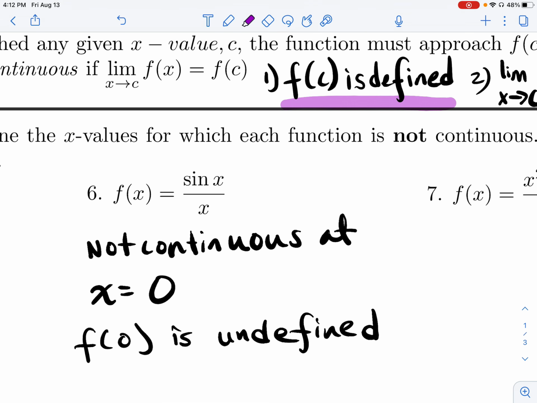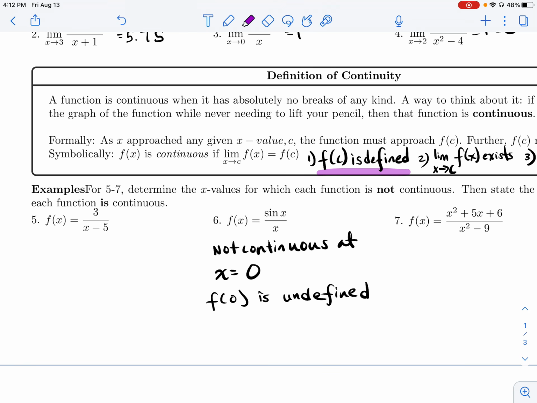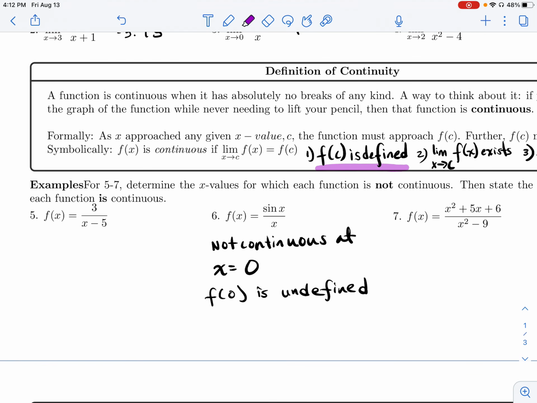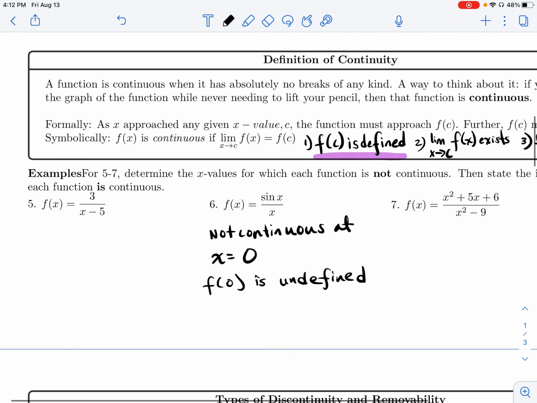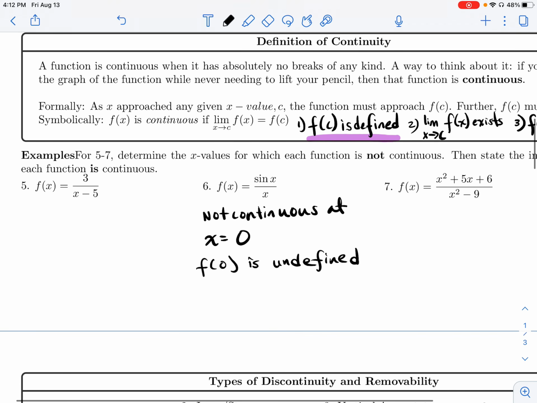So I'm going to let you pause the video and think about these three here and see whether or not they are continuous. Well, if you've come back, hopefully you've seen that all three of these functions are discontinuous because we have certain values where the function is not defined. In number 5, it's not defined at 5. At number 7, we're not defined at x equals 3 and negative 3.